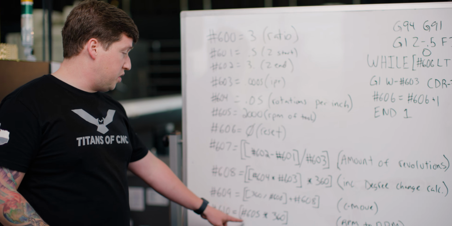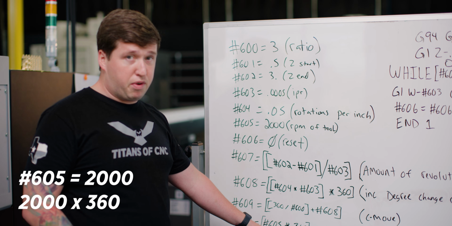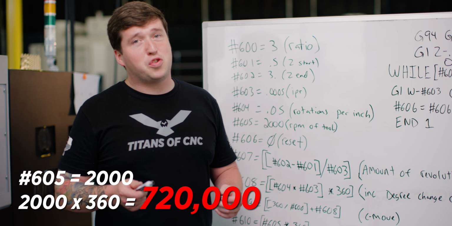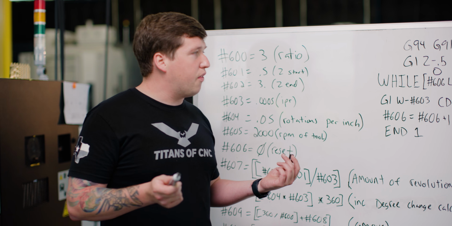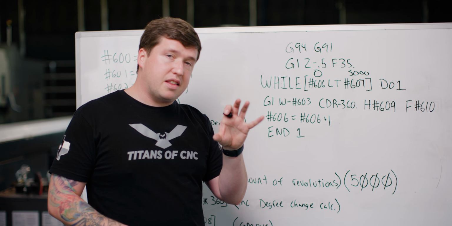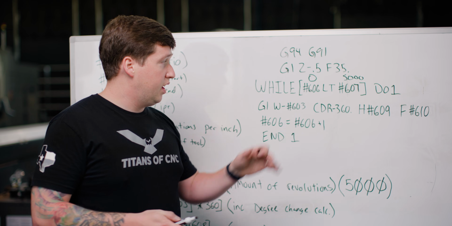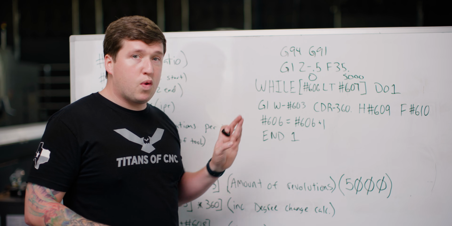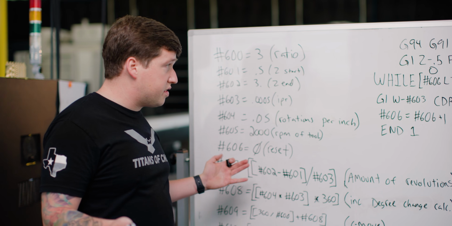What we're gonna do is we're gonna take #605, which is 2,000, and we're gonna multiply it by 360, which will give us 720,000 degrees per minute. It's kind of a big looking feed rate, but that is how that works. So that right there is gonna loop that. That math right there is all we needed to create our spiraled polygonal shape. And once that's done looping that, we'll then wrap it back in X, but that's in our main program. So that right there is how that works.